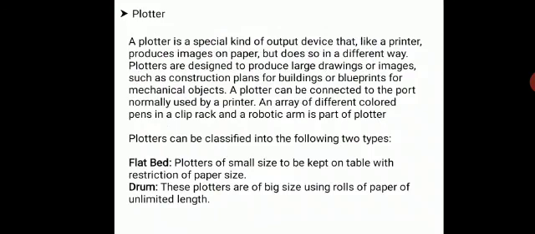An array of different colored pens in a clip. Robotic arms are part of a plotter. There are two different types of plotters in our market: flatbed and drum.